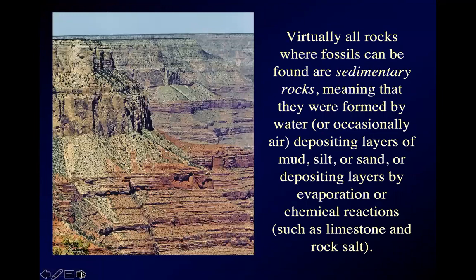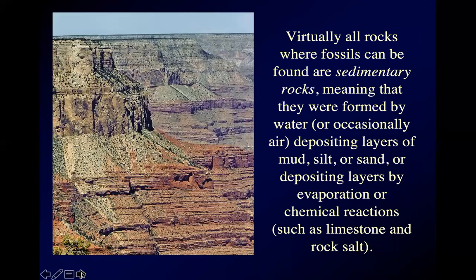Virtually all rocks where you find fossils are sedimentary rocks. A sedimentary rock was formed by either water or occasionally air, depositing layers of mud, silt, or sand. If you were to go down to the mouth of the Mississippi River, for example, the Mississippi dumps something on the order of 250 million tons of mud and sand into the Gulf of Mexico every year. And that stuff eventually settles to the bottom and is building up now on the bottom of the Gulf of Mexico in layers. So those are sedimentary rocks that are forming now.